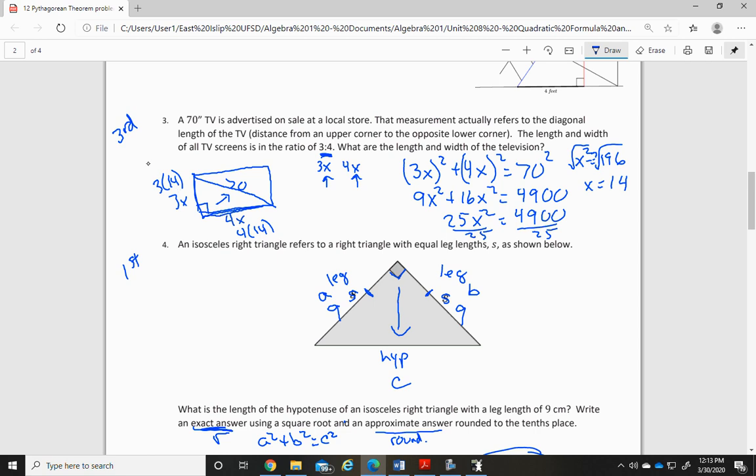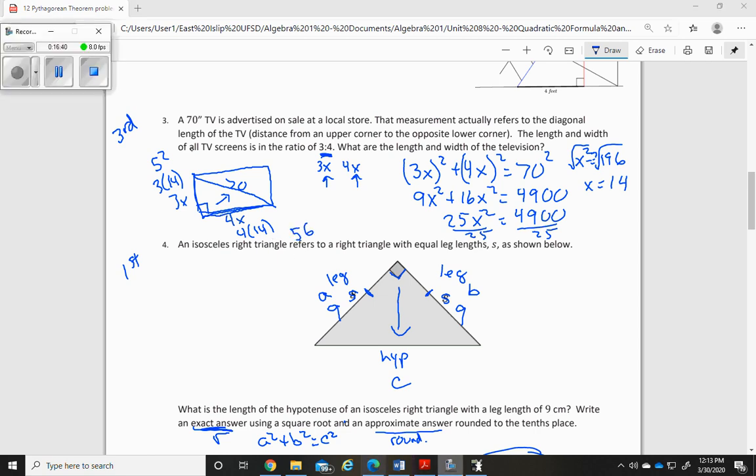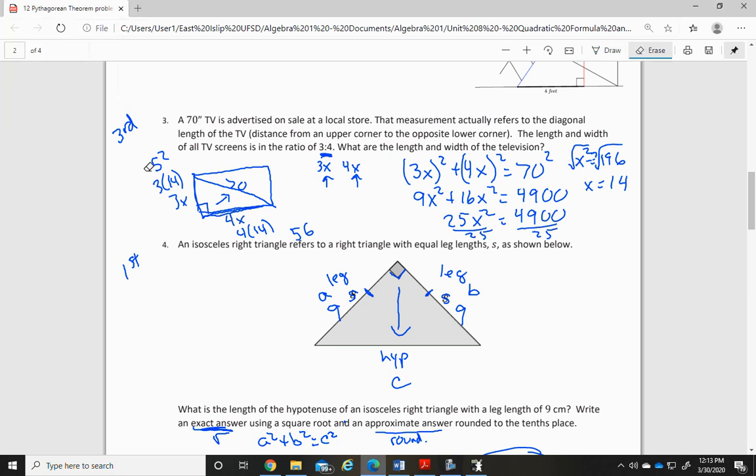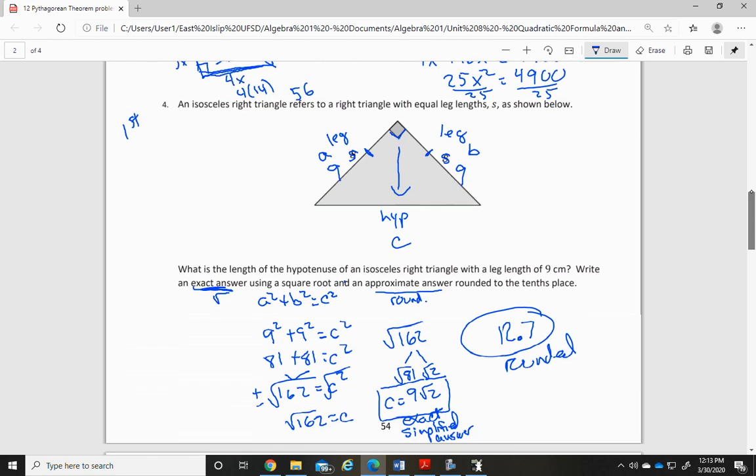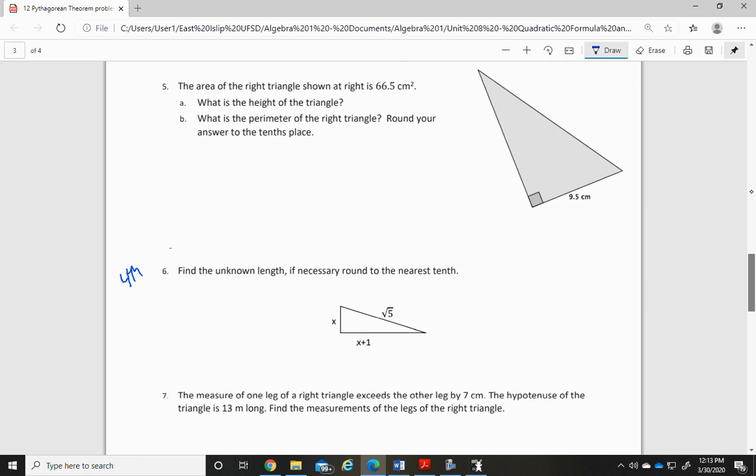So what does this turn out to be? 52 and 56. I meant 42 by 56. And the thing that I notice is that it's a 3, 4, 5 right triangle, actually. What do I want to do next?